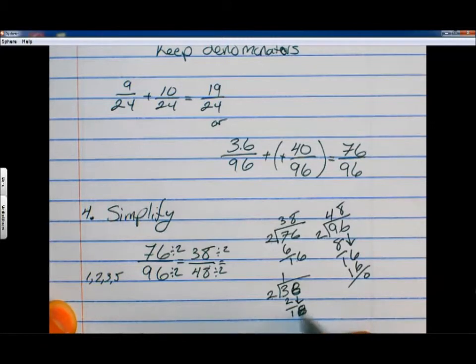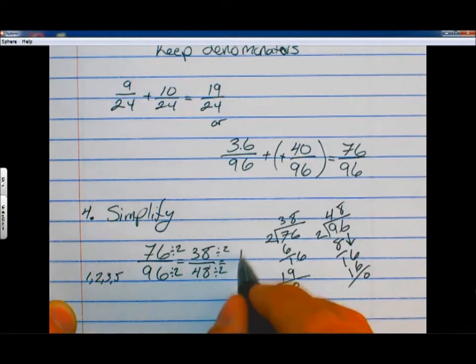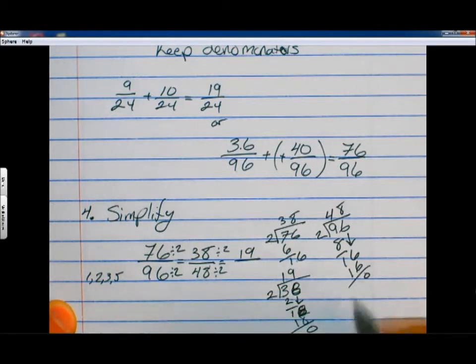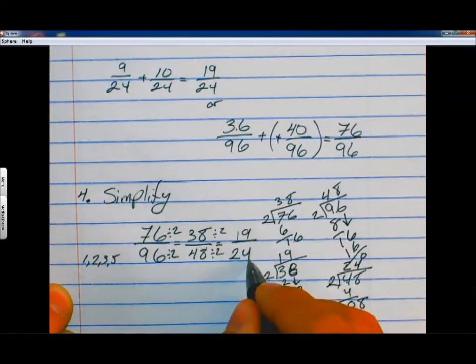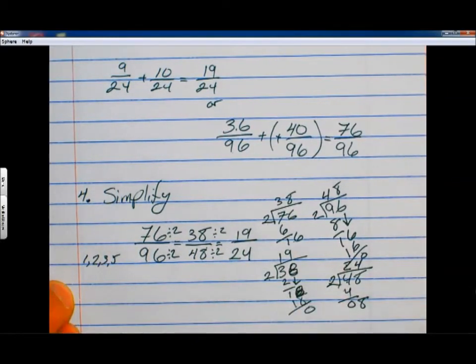Should be 38, not 36. So bring down 18. So 2 goes into 18 9 times. Comes out evenly. So your numerator is 19. And then we take 48 and divide by 2. 2 goes into 8 4 times. So we're going to end up with 24 again.